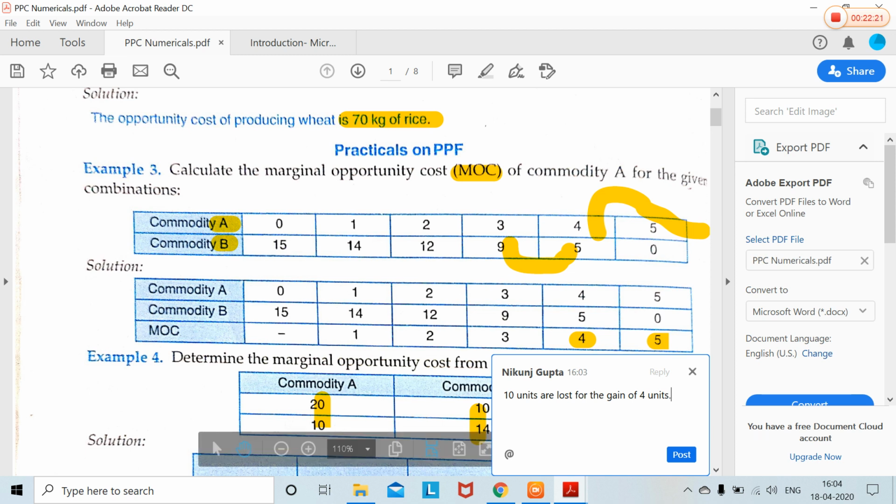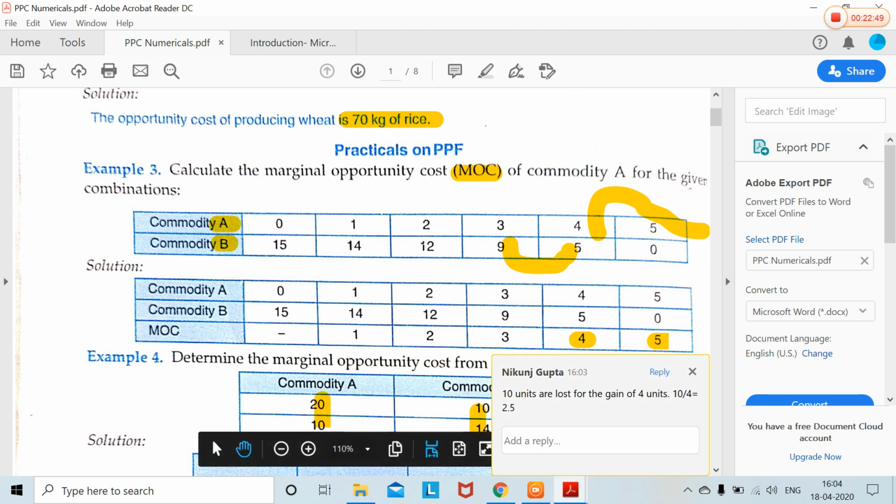Then what does it mean? How many units have we lost if we are gaining 1 unit only? Because for MOC we have to find out the loss for a gain of 1 unit. It means when the economy is producing 4 units, we had to lose 10 units. So for 1 unit, how many units has the economy lost? 10 divided by 4, which is actually 2.5. So that's the MOC in this case.